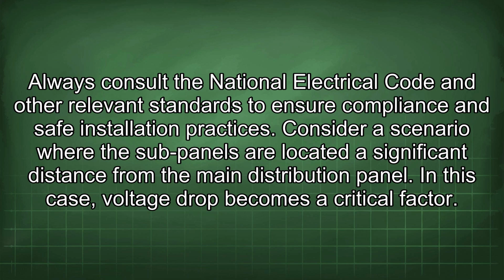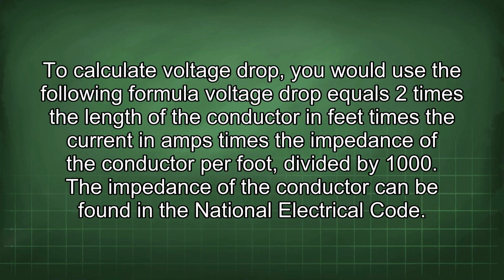Consider a scenario where the sub-panels are located a significant distance from the main distribution panel. In this case, voltage drop becomes a critical factor. To calculate voltage drop, you would use the following formula: voltage drop equals 2 times the length of the conductor in feet times the current in amps times the impedance of the conductor per foot, divided by 1000. The impedance of the conductor can be found in the National Electrical Code.